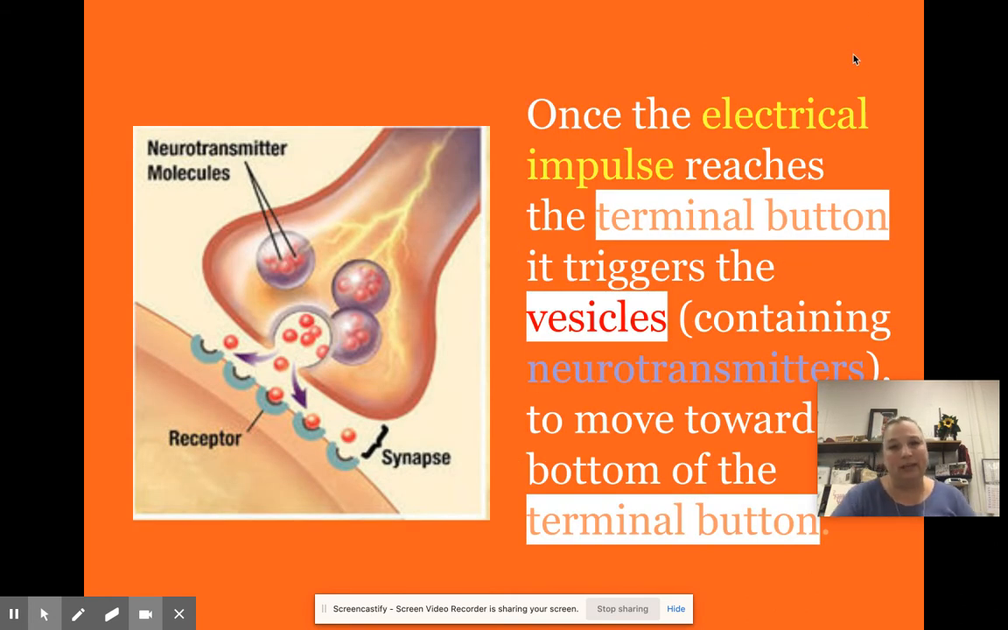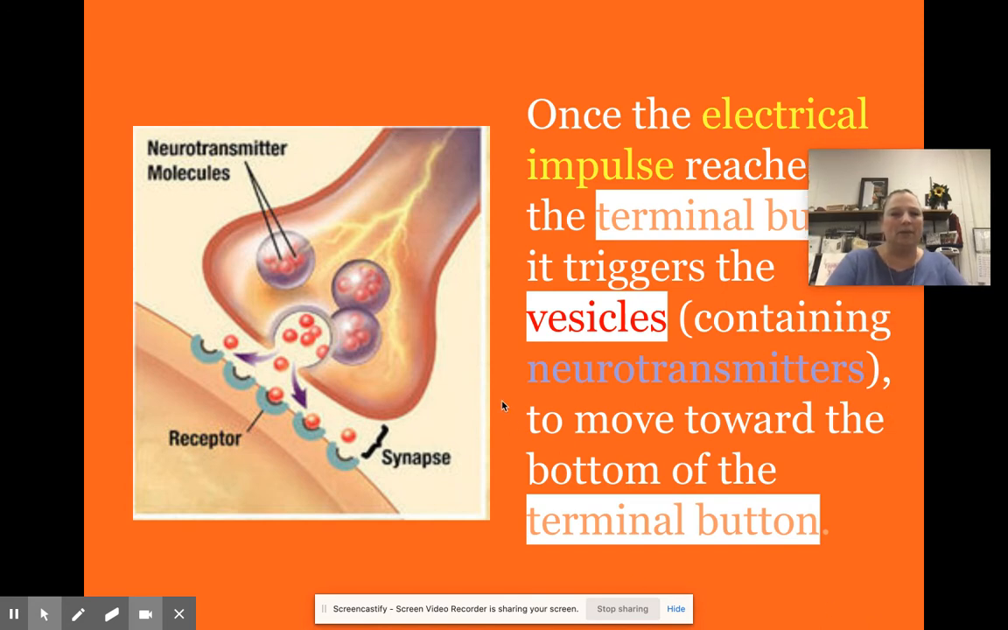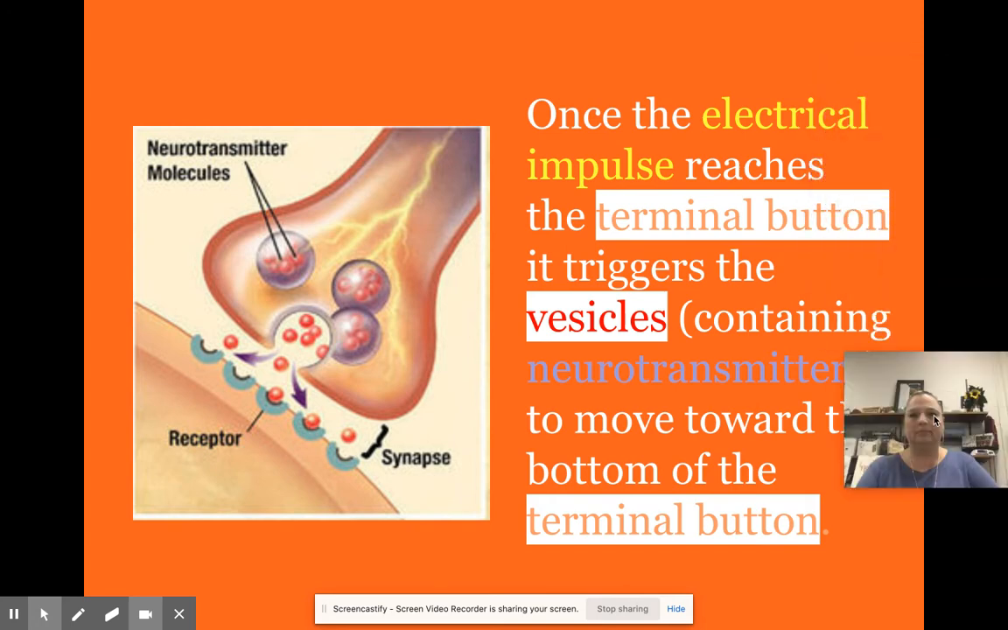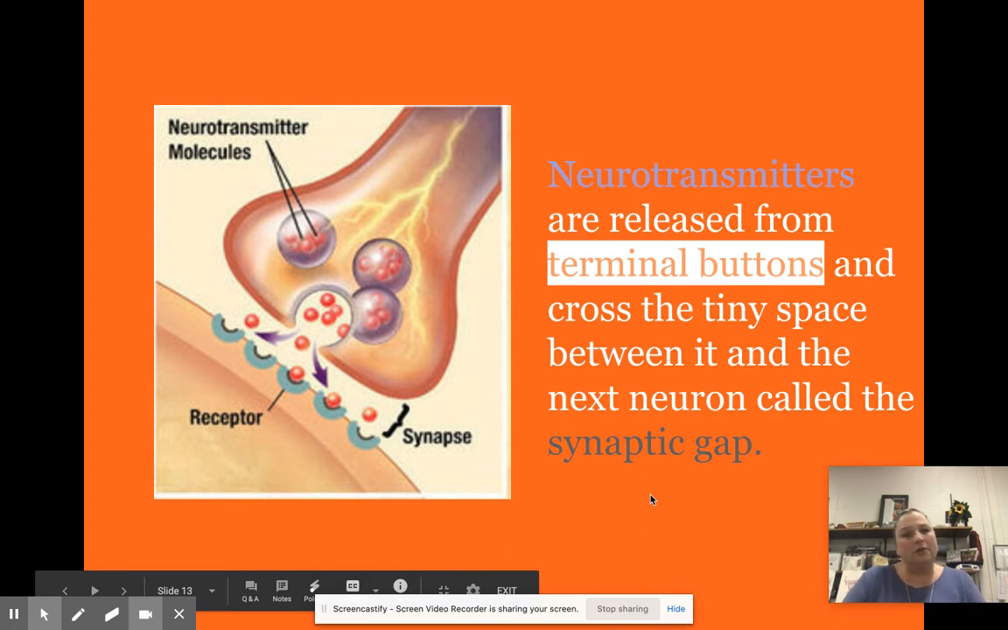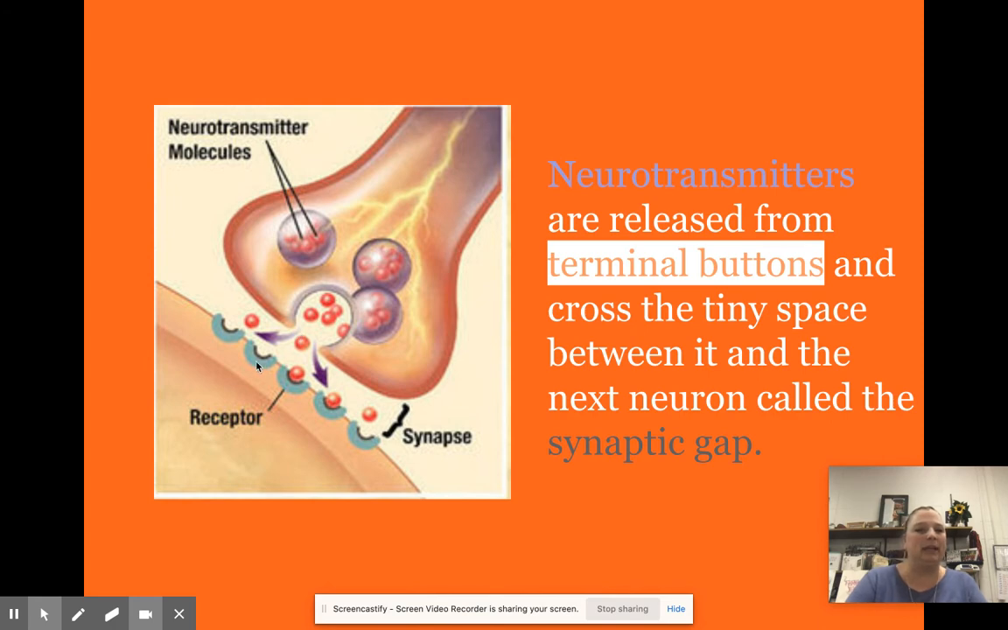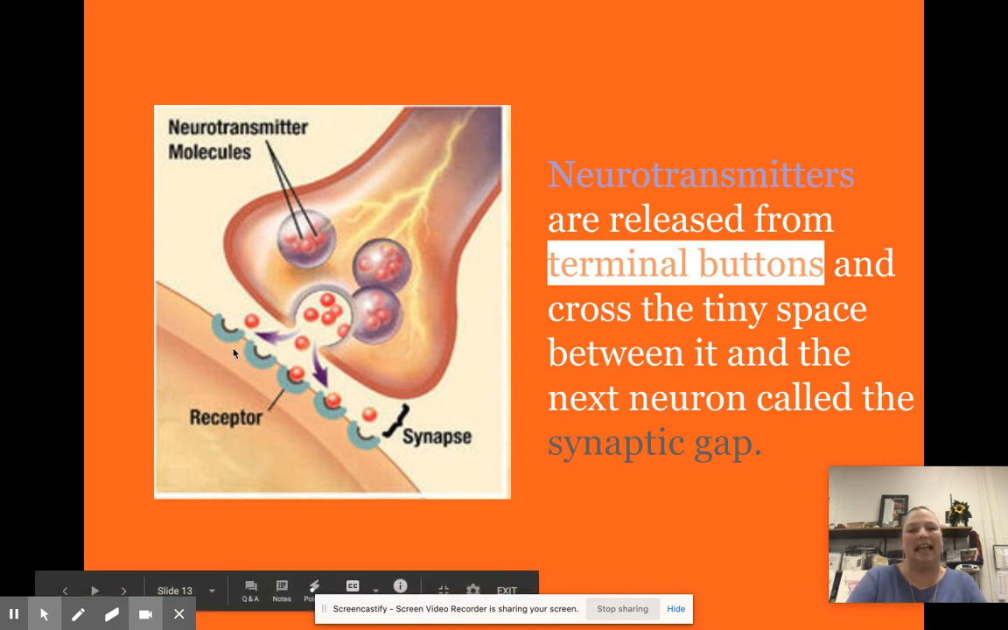Once the electrical impulse reaches the terminal button, pew, pew, pew, remember that? This right here, it triggers the vesicles that contain neurotransmitters, these chemicals right here, to move towards the bottom of the terminal button right here, and they're sent to that next receptor that sucks it in. Neurotransmitters are released from the terminal buttons, and they cross that tiny space between it and the next neuron, and that is called the synaptic gap.